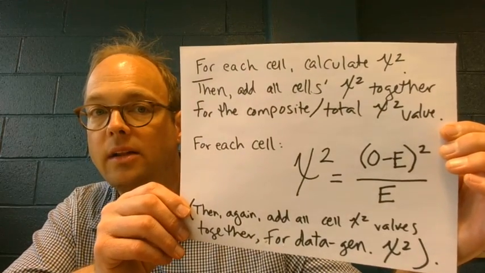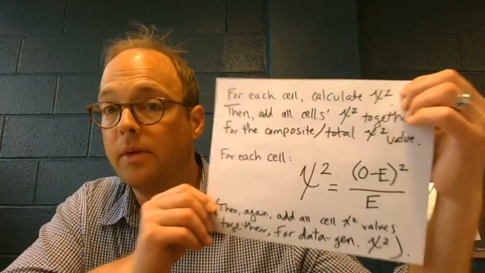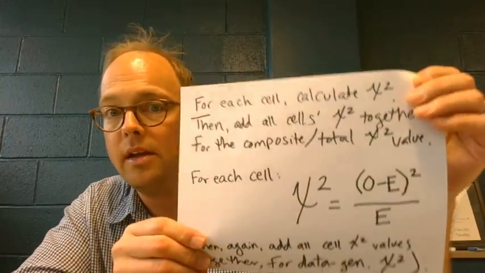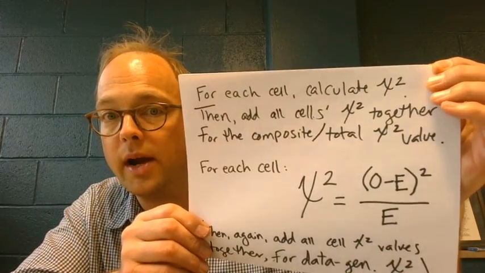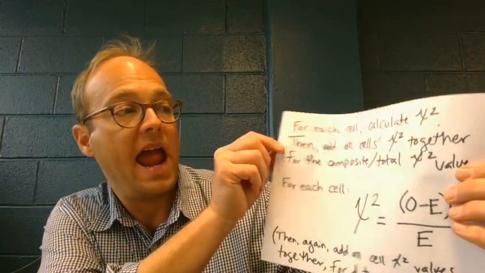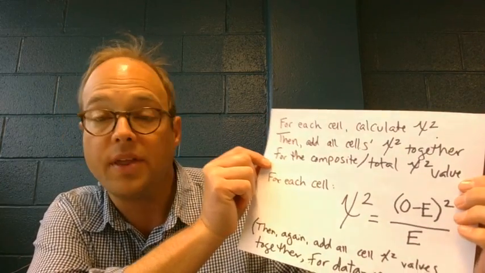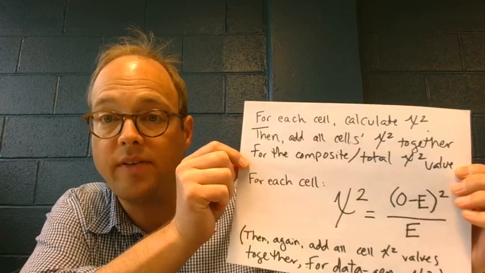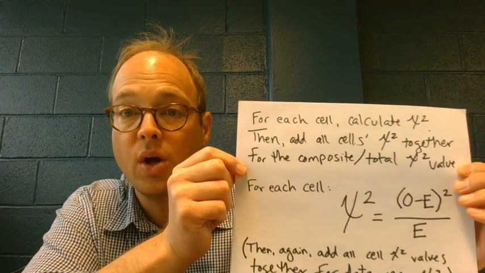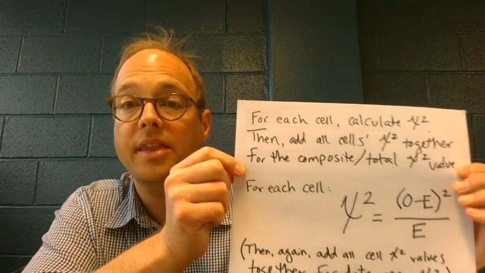For each cell, calculate chi-square. And what is chi-square again? Chi-square is the difference between observed and expected cell frequencies. For each cell, calculate chi-square. Then add all cells' chi-square together for the composite or total chi-square value. That composite or total chi-square value is the data-generated chi-square value for the analysis.